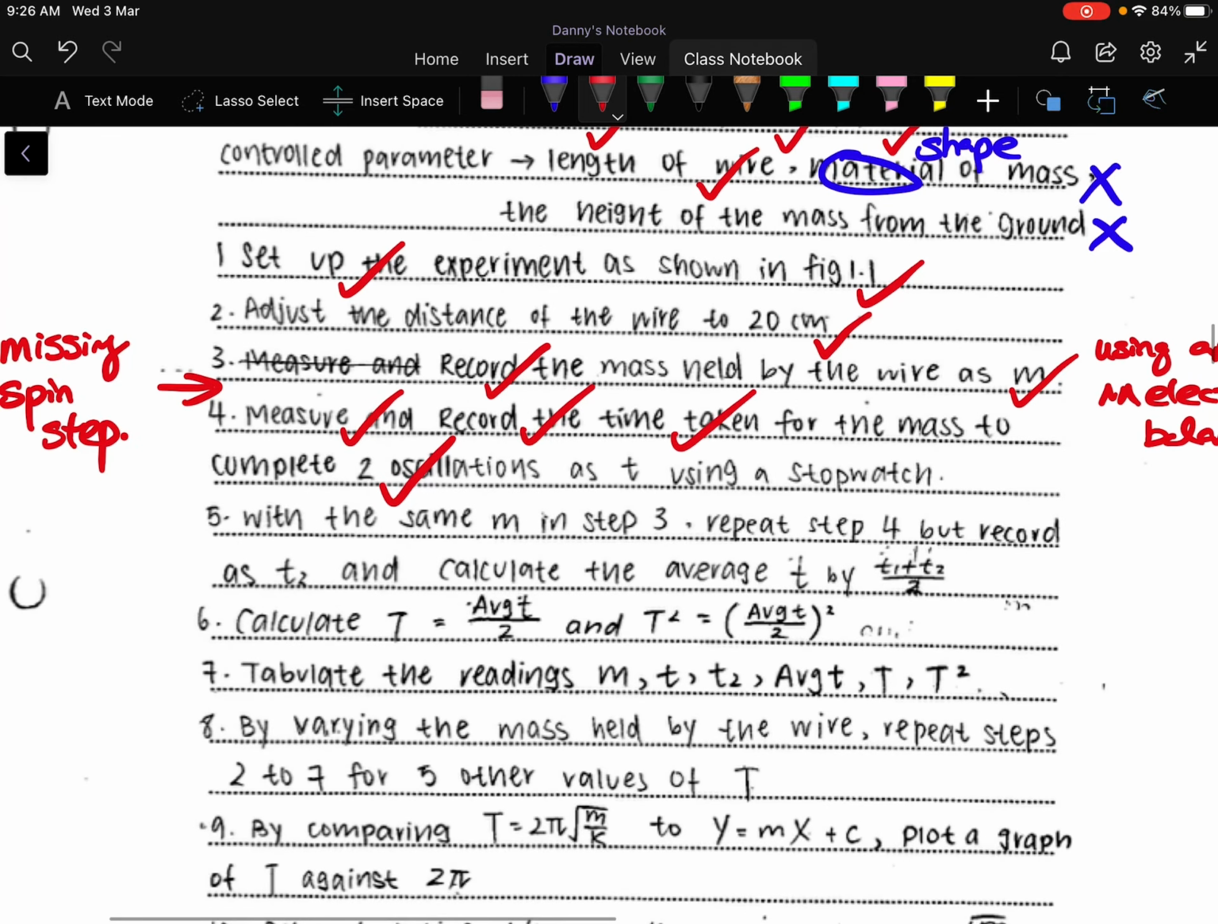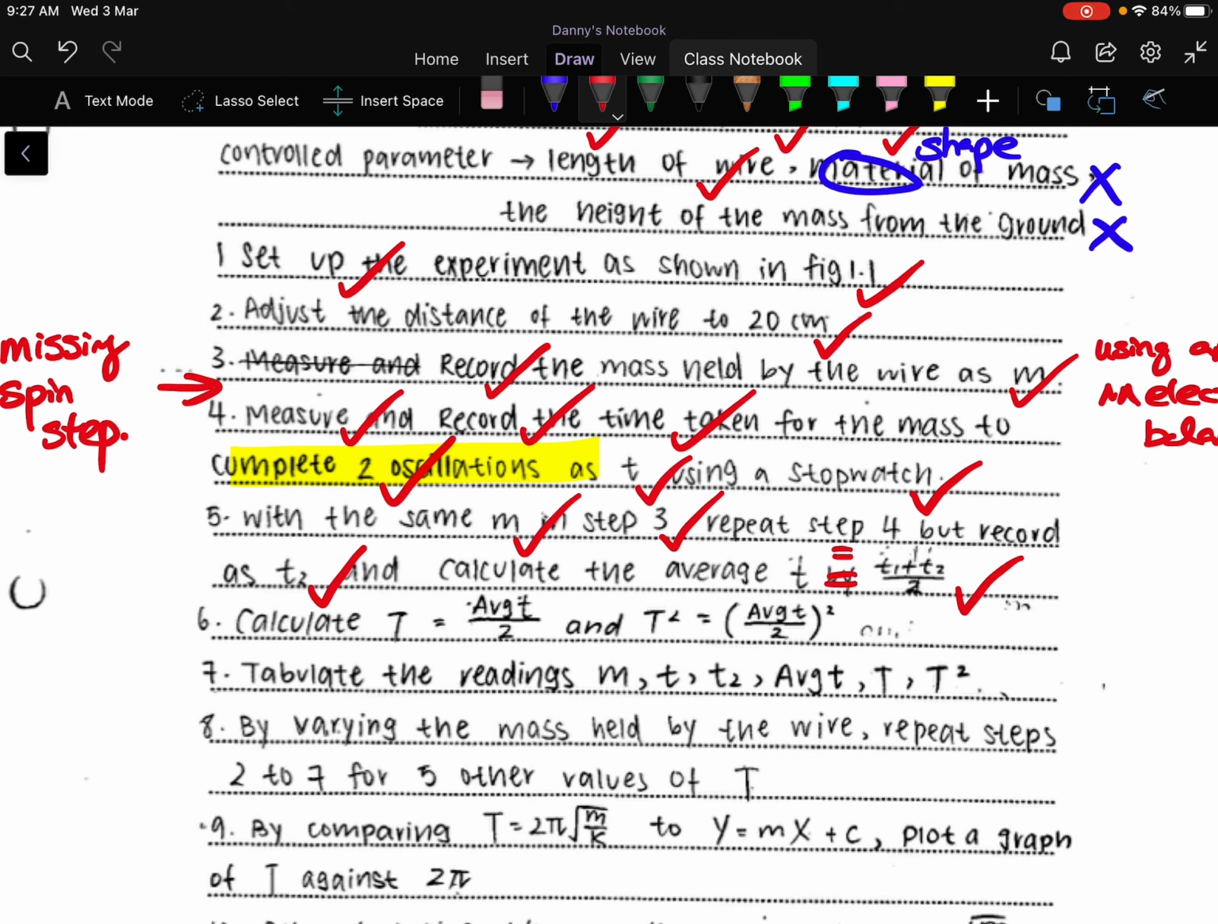So it's very good, because sometimes some students want to take a shortcut and measure 1 oscillation, and they will be penalized because when you measure 1 oscillation, the percentage of random error will be high. So very good. She also says that the symbol is t, using the correct equipment. Then after that, with the same M, repeat the same step but record it as t2. And she wants to calculate average t using this formula.